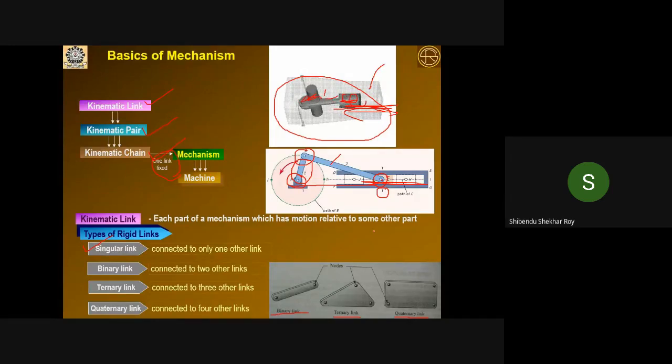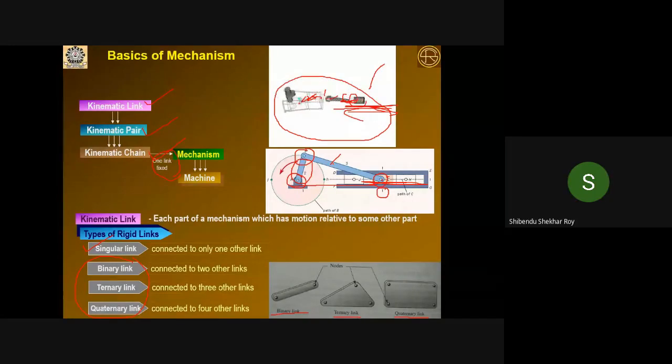Can you identify link number 1? Let us say link number 2. What type of link is it according to this classification? Binary. According to this classification, link number 2 is binary. Link number 3 is binary.